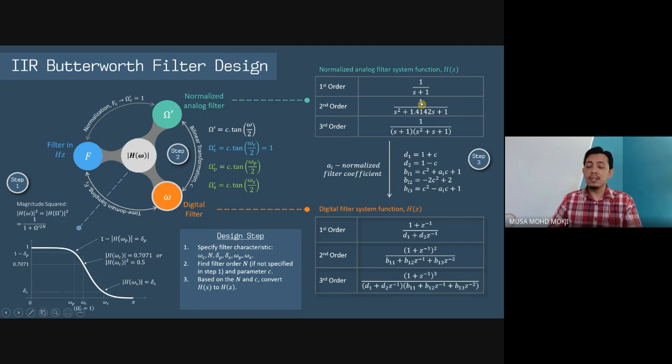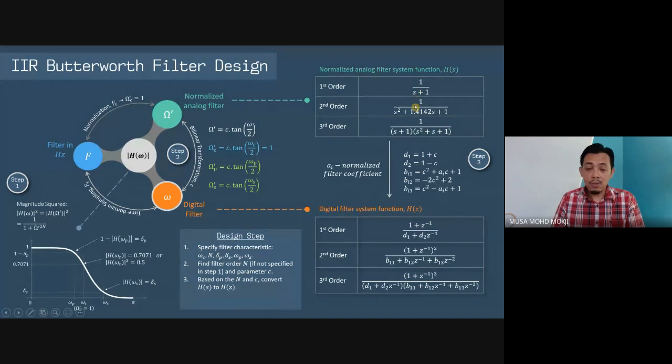If we have a standard equation, then it is easier for us to convert it into a digital filter. So this covers the first order, second order, third order. We can have a fourth order and so on. This is a standard equation for a normalized filter where the cutoff frequency is equal to 1.